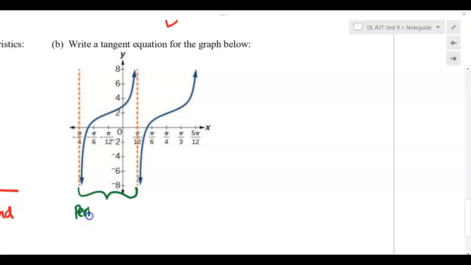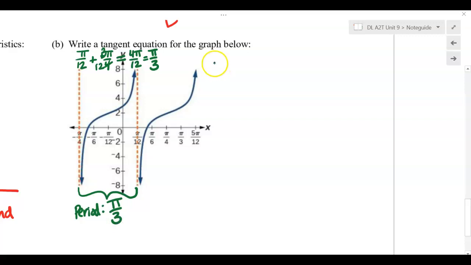So the period, notice, goes from negative pi over 4 to pi over 12. If you want to know how far apart those are, you take the larger and you subtract the smaller number. So that would say pi over 12 minus negative pi over 4. That would turn into a plus. Pi over 4, if we make common denominators, is like 3 pi over 12. So this would give me 4 pi over 12, which is pi over 3. So the period here is pi over 3.